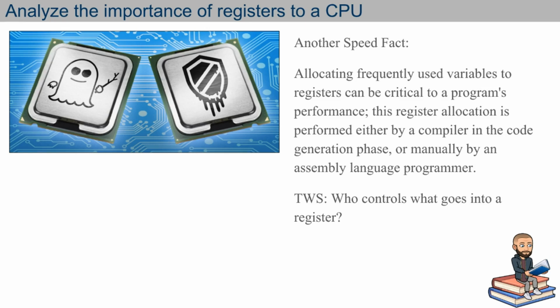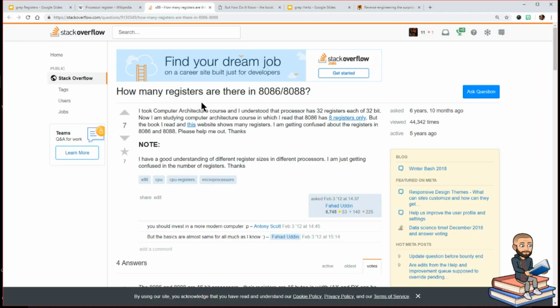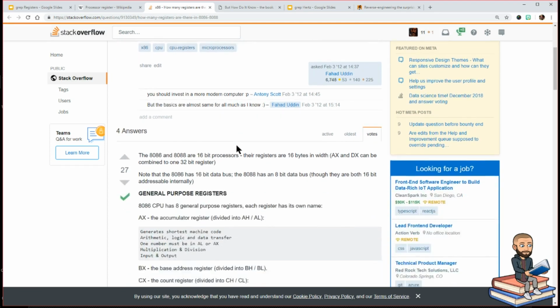My favorite programming languages to look at are the assembly ones, though I prefer the Intel syntax over the AT&T. And if you want to hear more people like me nerd out about this stuff, here is a terrific discussion on how many registers are in these types of processors. You've got the 8086 and the 8088. The person asking this question, Fahid Udin, it looks like, says, I took a computer architecture course and I understood that a processor has 32 registers, each of 32 bits. So great way to start. This is a person, you can go to college and take our computer architecture courses. I found a good one on YouTube from Carnegie Mellon that you might want to check out.